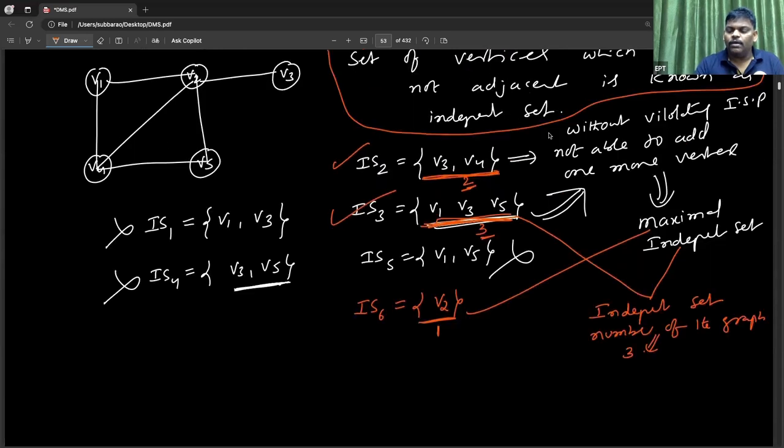In all maximal independent sets, which one has more vertices? That is called the independent set number of the graph. Please be careful. Okay, fine. In one of your previous papers, this question is given. Try it yourself. I will read the question once.